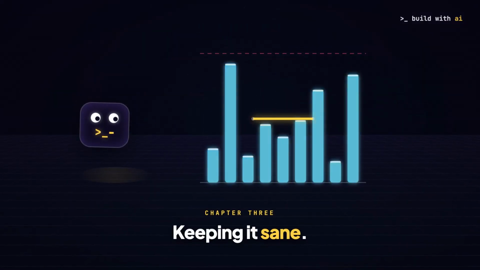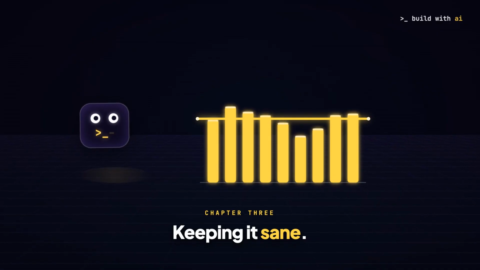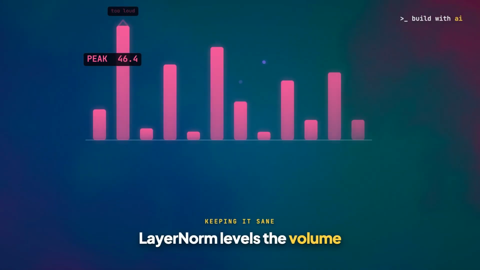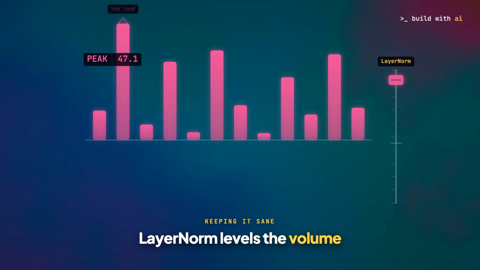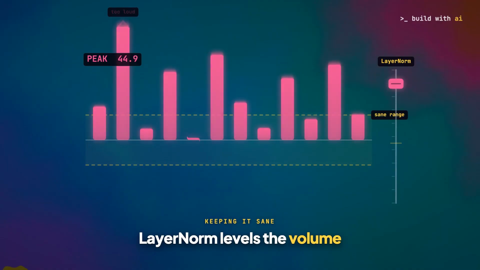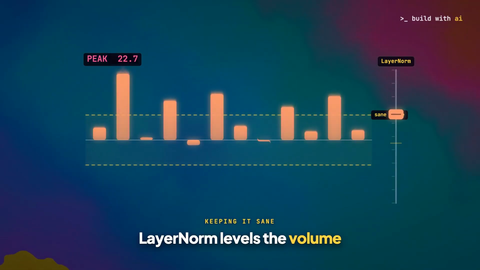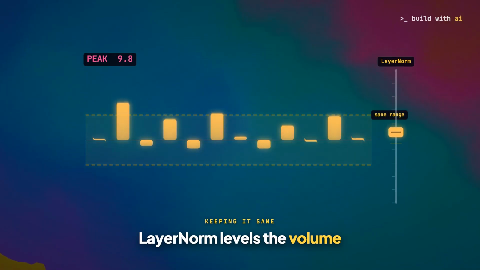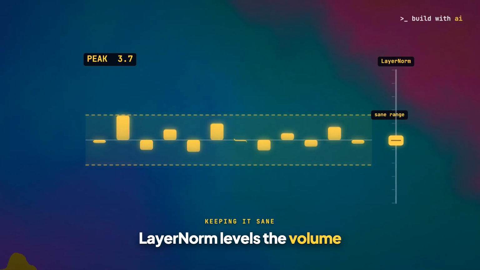Chapter 3. Keeping it sane. Add 96 contributions onto one vector and the numbers can swing wildly, some enormous, some vanishingly small. So right before each move, the block runs layer norm. It takes the word's vector and recenters it, same direction of meaning, but rescaled to a sane, consistent size. Think of it as leveling the volume before every step, so no single feature drowns out the rest and the next block always gets a clean signal to work with.